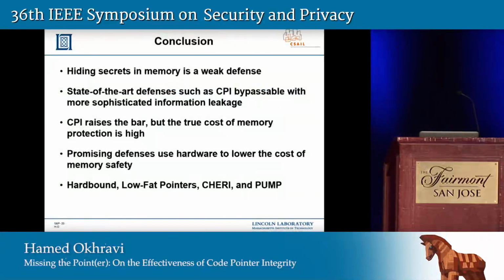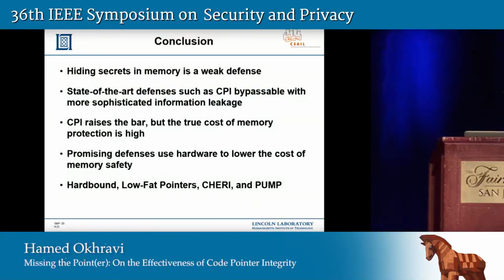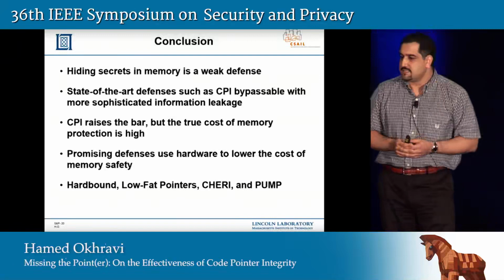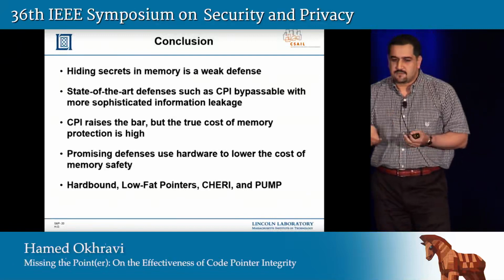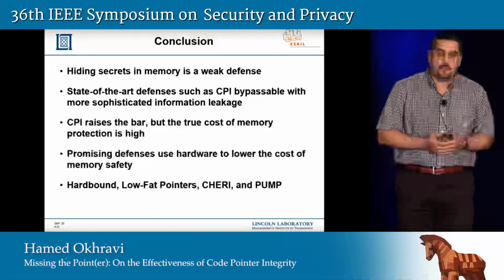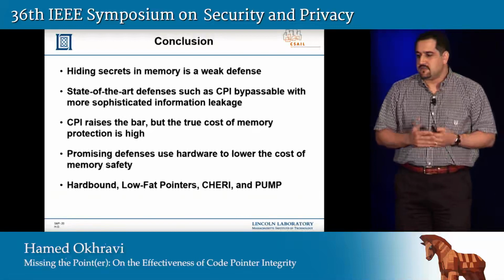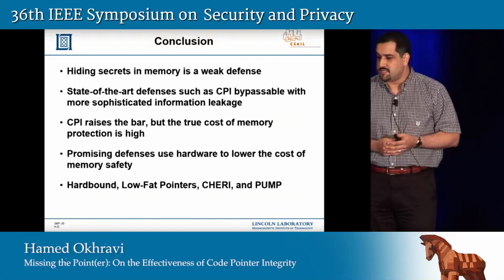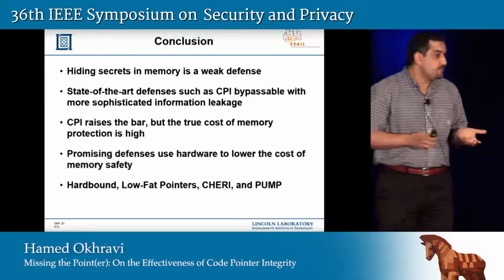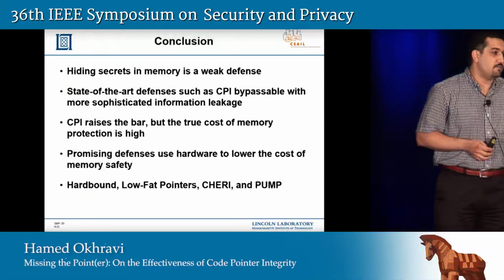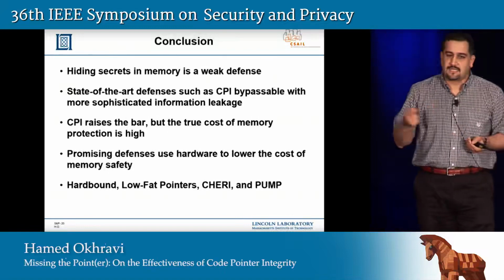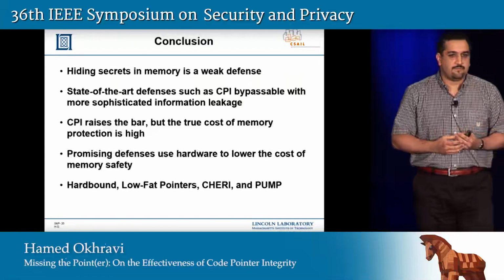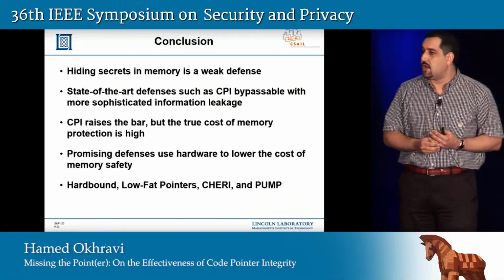So to conclude, in this talk, we showed that information hiding in memory is not an effective defense. And that's how systems like ASLR are bypassed. And even state-of-the-art techniques like CPI can be bypassed by more sophisticated forms of information leakage. Now, I have to mention that CPI does certainly raise the bar, because now I have to attack CPI and then attack the machine. But we believe that the true cost of preventing memory corruption attacks is actually very high.